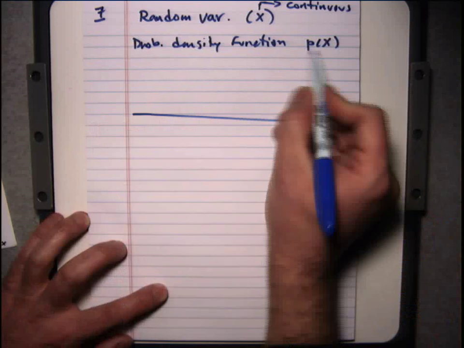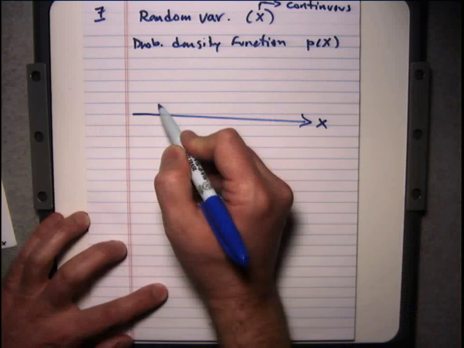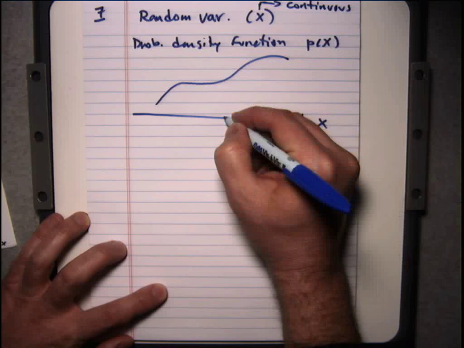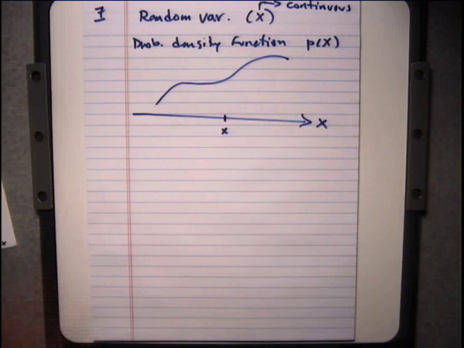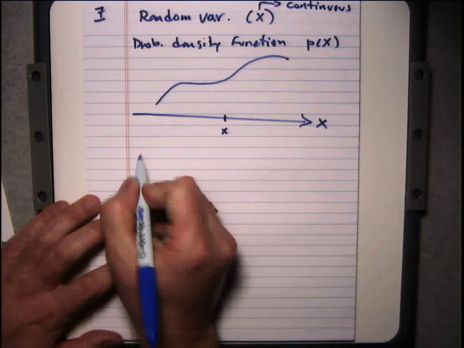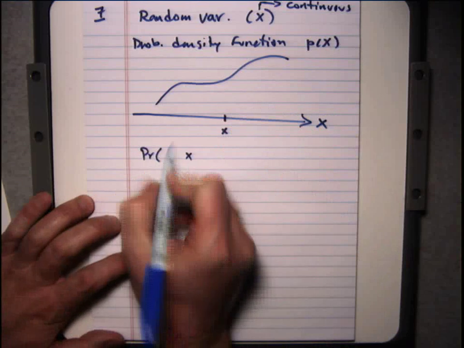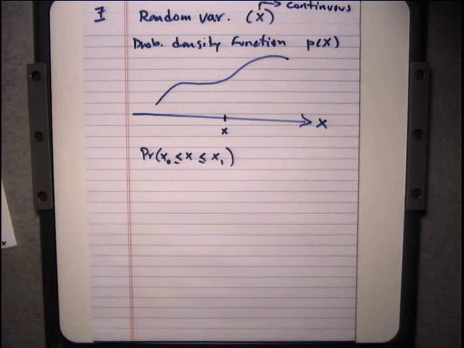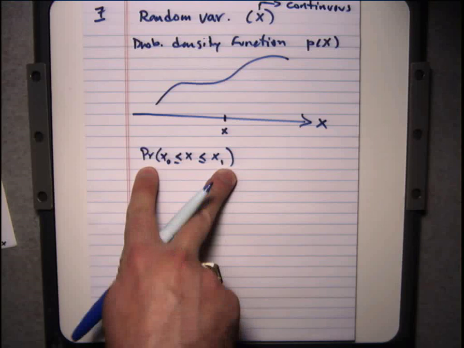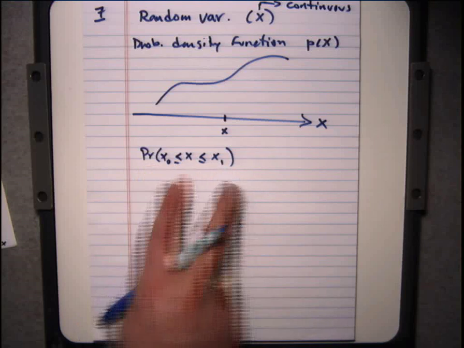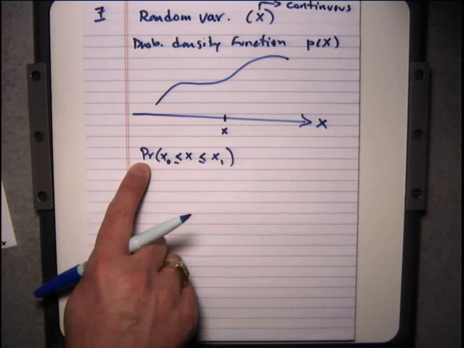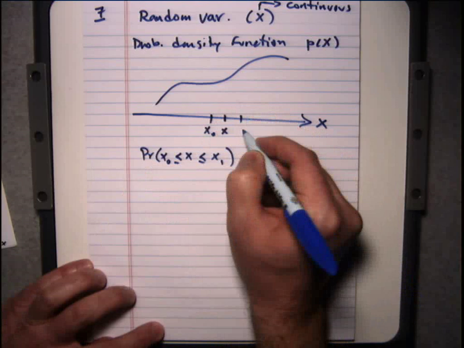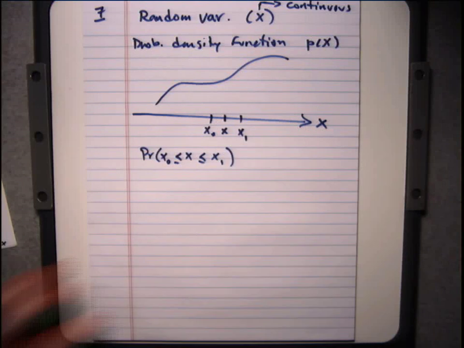Then this P of x is a curve, and it might have some shape, I don't know what, let's say it's like that. And now I take a particular value x here, and I want to ask what is the probability that x falls between, let's say, x0 and x1. Okay? Now this is an event. The particular value of x falling between these two limits is an event, and I can compute its probability. So let's say x0 is some little difference between x and its neighbor. Okay?